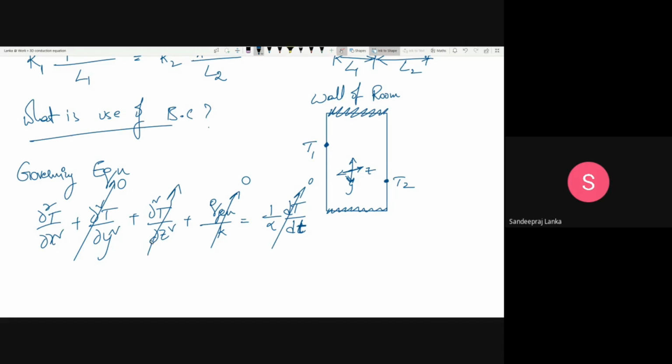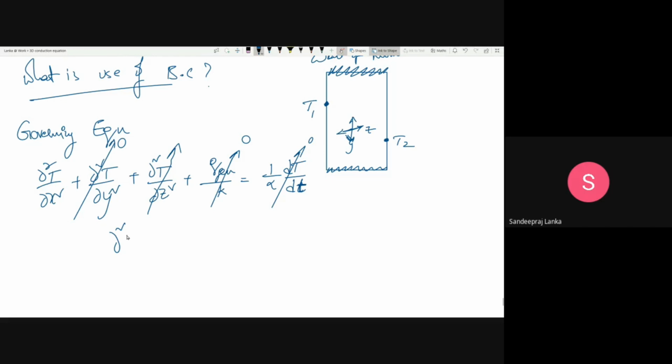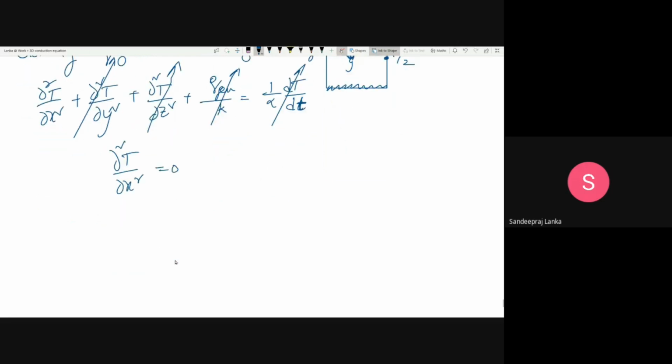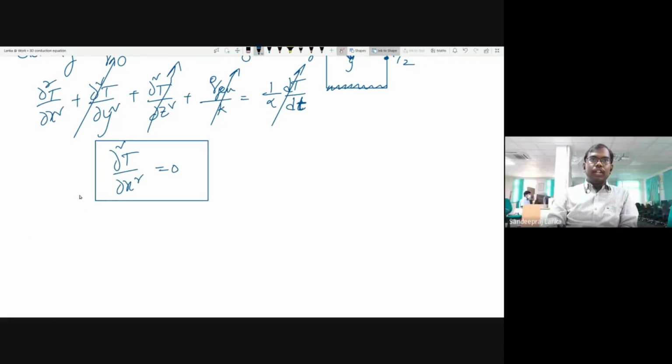So only what you have here is dou square T by dou x square is equal to 0 as your governing equation. Now that you know the governing equation, to solve it you should have something called a general solution. How do I get the general solution? To get the general solution, you should integrate this one, taking out the differentiation. To take out the differentiation, I will integrate.